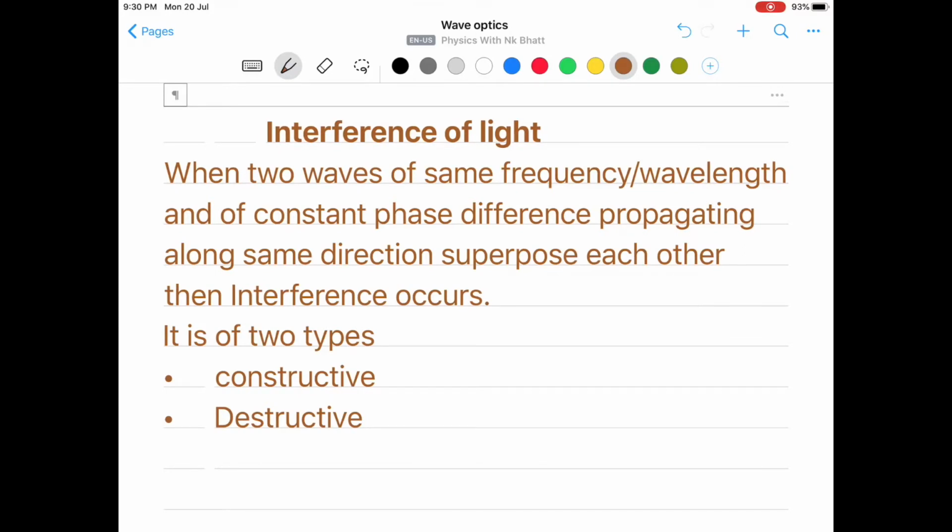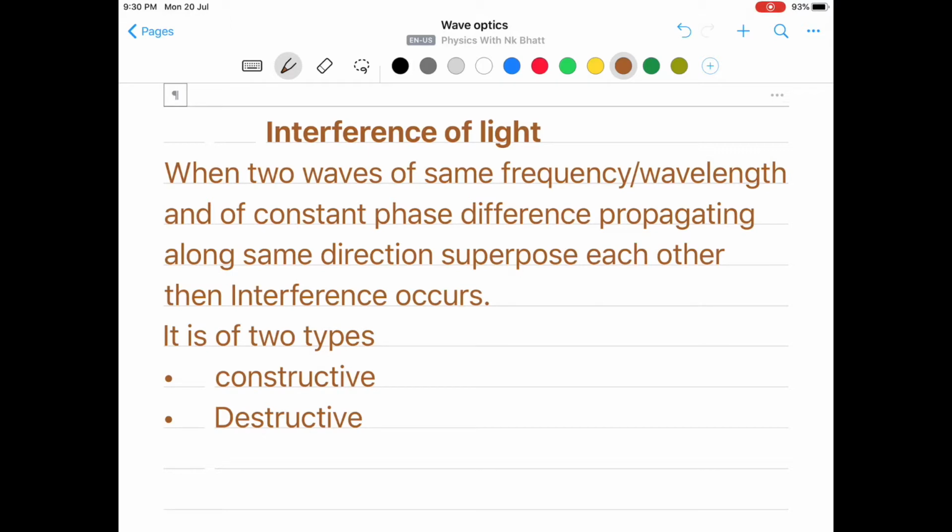Hello everyone, today once again I am with you. In the last video lecture we discussed the concept of coherent and incoherent sources and interference of light in brief, and in the end we were talking about the types of interference. Let me recapitulate everything about the interference of light.